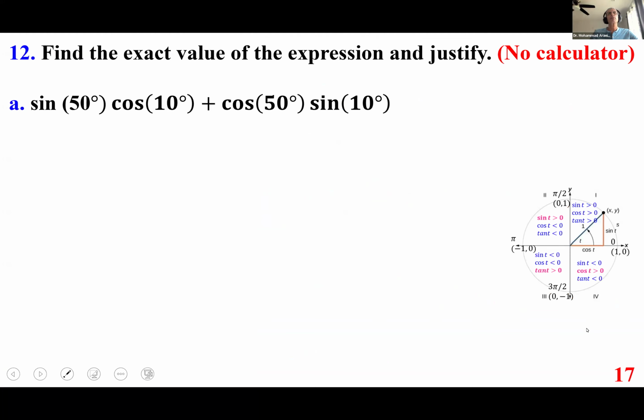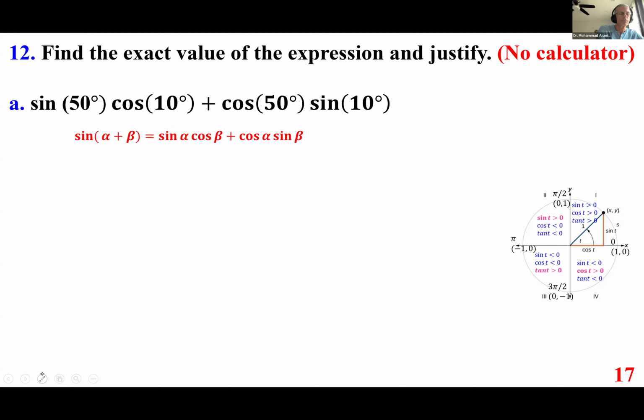Here's the second part. We are supposed to find the exact value of the expression. There's no need for a calculator. Sine 50 cosine 10 plus cosine 50 sine 10. We should recognize this as sine of alpha plus beta: sine alpha cosine beta plus cosine alpha sine beta.